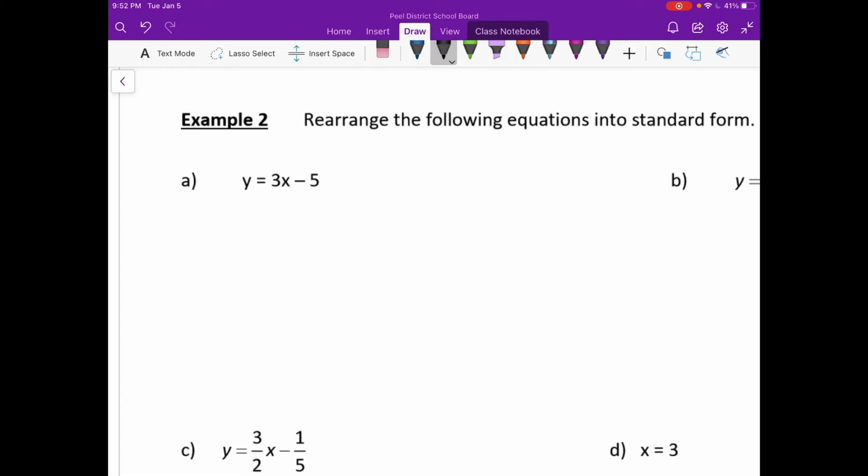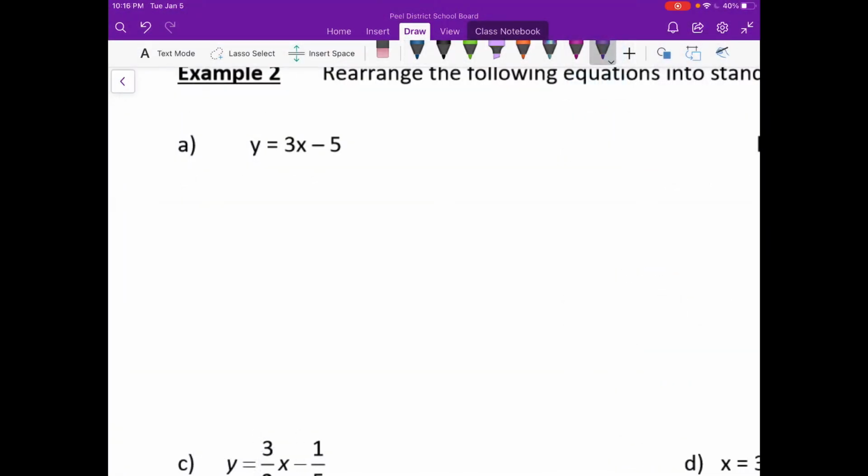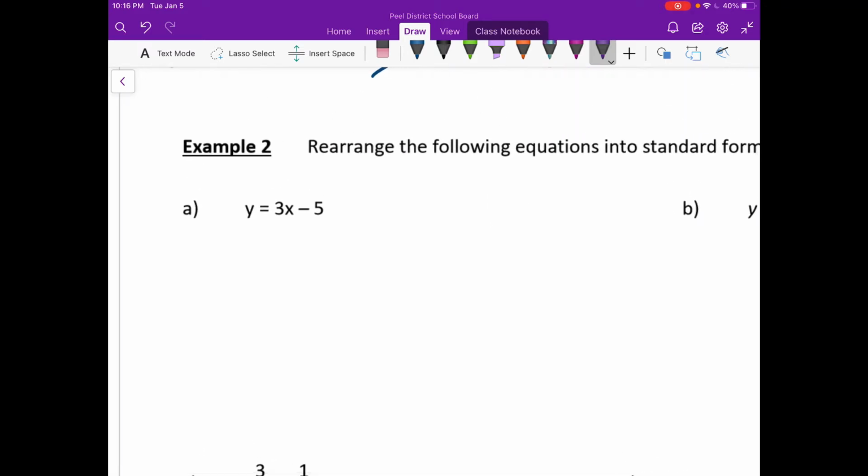Okay, so in this situation, we have y equals 3x minus 5. I know that I have to have a side that equals 0, so I need to have one of these sides equal to 0. So what I'm going to do is get rid of the y on this side. It's just the easiest one to get rid of.